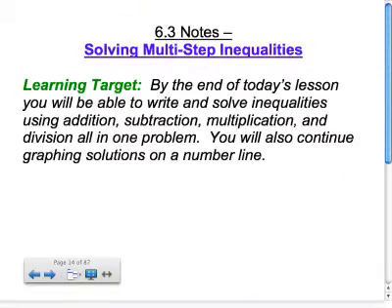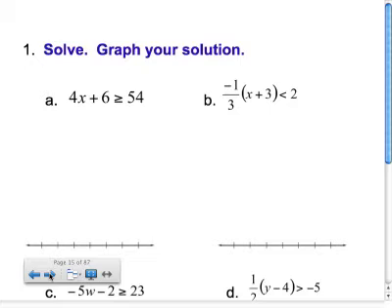Section 6.3, we're going to continue looking at solving inequalities. In this particular section, we're going to be solving multi-step inequalities as opposed to one-step inequalities, which is what we looked at before. So again, as I said in the previous video, solving inequalities is really no different than solving equations, with the exception of the rule where if you multiply or divide both sides by a negative, then you need to obviously flip your inequality. Okay, so let's just go ahead and start solving these inequalities.